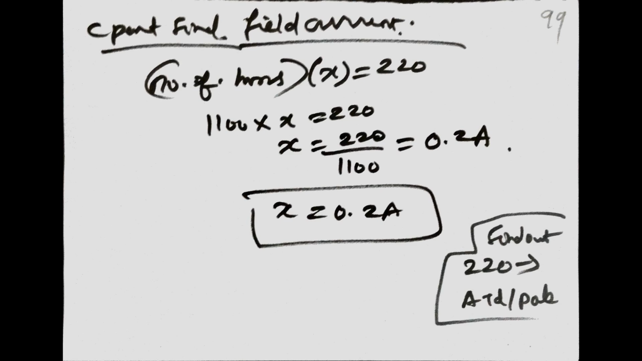Part C, find the field current. Number of turns into X is equal to 220. That is, the number of turns, 1100, the given value, into X is equal to 220, which is ATD per pole. X is equal to 220 divided by 1100. X is equal to 0.2 ampere. Here 220 is the ATD per pole in ampere turns. Thank you.